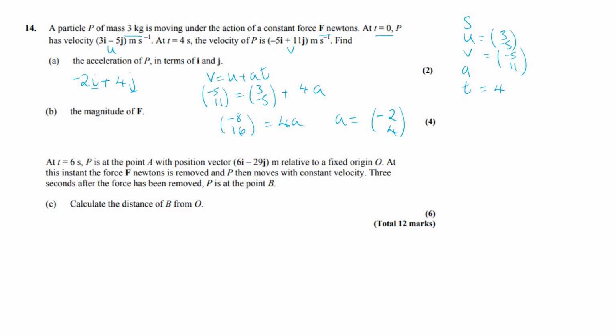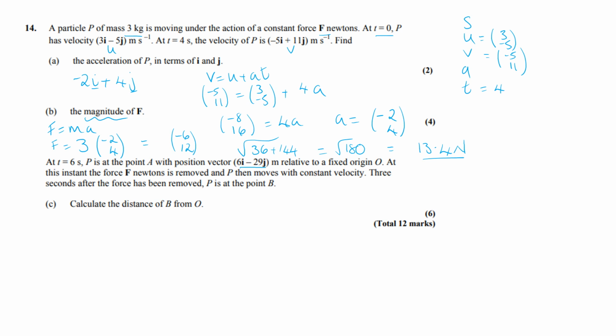Now we've been asked to find the magnitude of F, so we need to apply F equals ma. So F is going to be the mass, 3, times the acceleration, (-2, 4). So that will be 3 times -2, -6, and 12, and because we're asked the magnitude, we have to do 36 plus 144, just squaring both those components. The square root of 180 is 13.4 newtons.